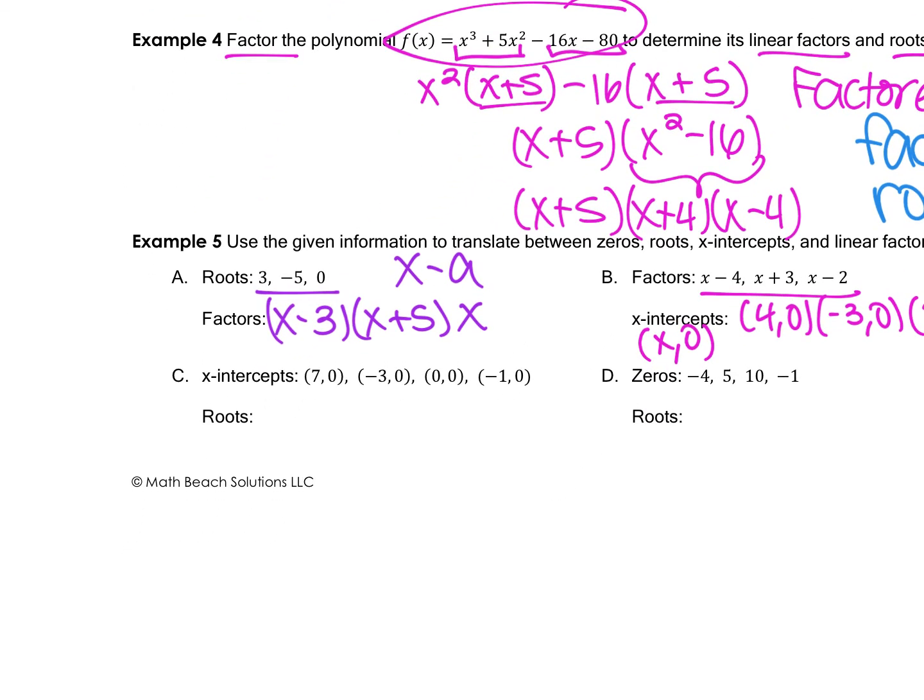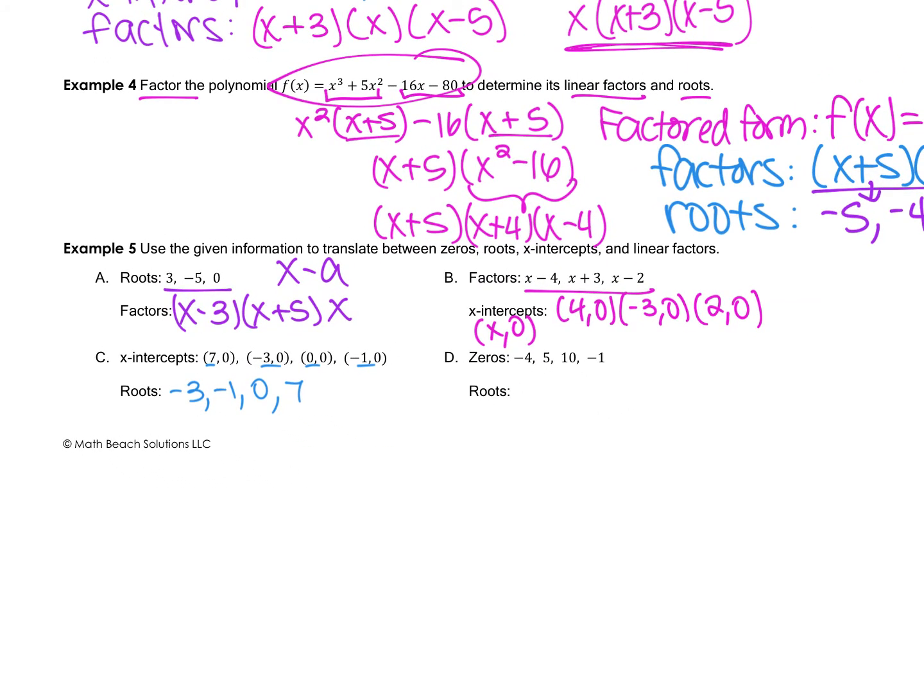Part C, we're given the x-intercepts. We want to find the roots. It's just the x value. So we have, I'll just put it least to greatest, negative 3, negative 1, 0, 7. And the last one, we're given the zeros. We want to find the roots. Remember, zeros and roots mean the same thing, where it crosses the x-axis, so just those numbers.